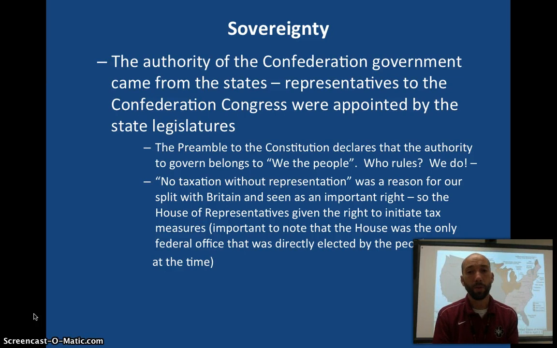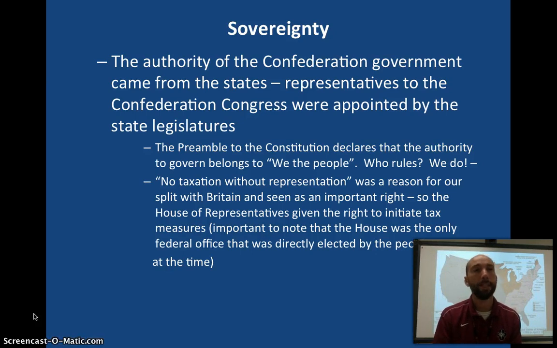Sovereignty. This means the authority. So the authority of the Confederation government came from the states. The states gave the Confederation government power to rule over them. The way the Constitution solved sovereignty was that it gives the power to the people. If you notice in the Constitution it says, "we the people."